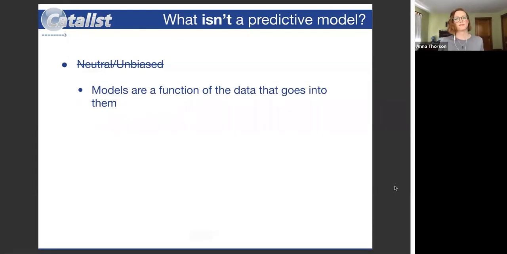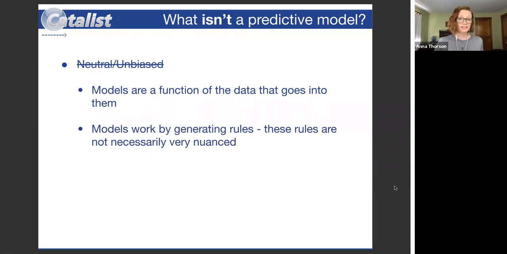Models are just a function of the data that goes into them. So if there is bias in your data, the bias is going to show up in your model. Models work by generating rules, and we've talked about this. What we haven't talked about is that those rules themselves are not necessarily particularly nuanced. Computers are stupid. We call it artificial intelligence. I have a coworker who says it's a lot more artificial than it is intelligent.